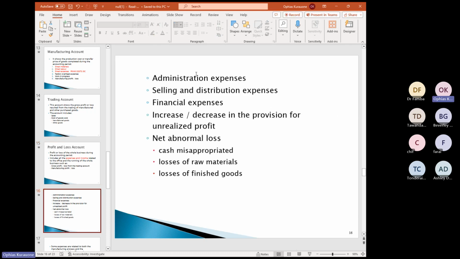Then you have administration expenses, the directors, the people who are the champions of the business, who are in strategic positions. Then selling and distribution expenses, then financial expenses, then distribution of realized profit. Net abnormal loss, cash misappropriated, losses of raw material, and loss of finished goods. So if there is a normal loss, it is usually treated as part of cost, while abnormal loss can be transferred to the profit and loss.